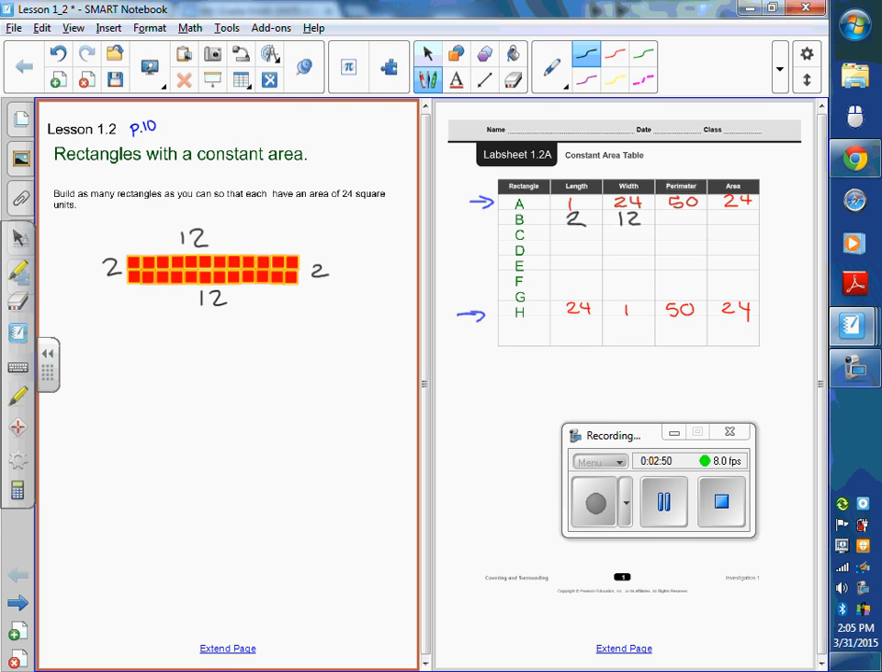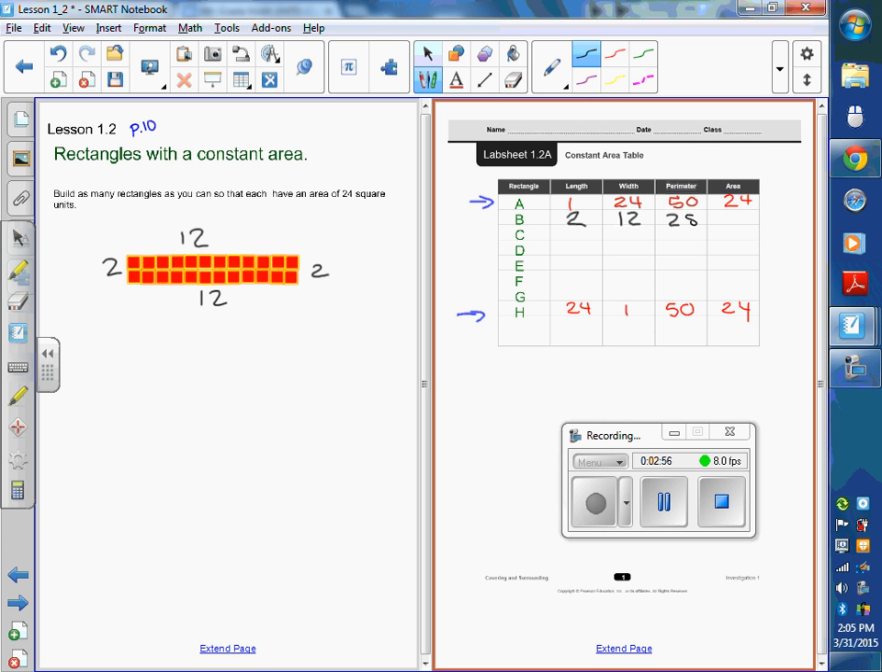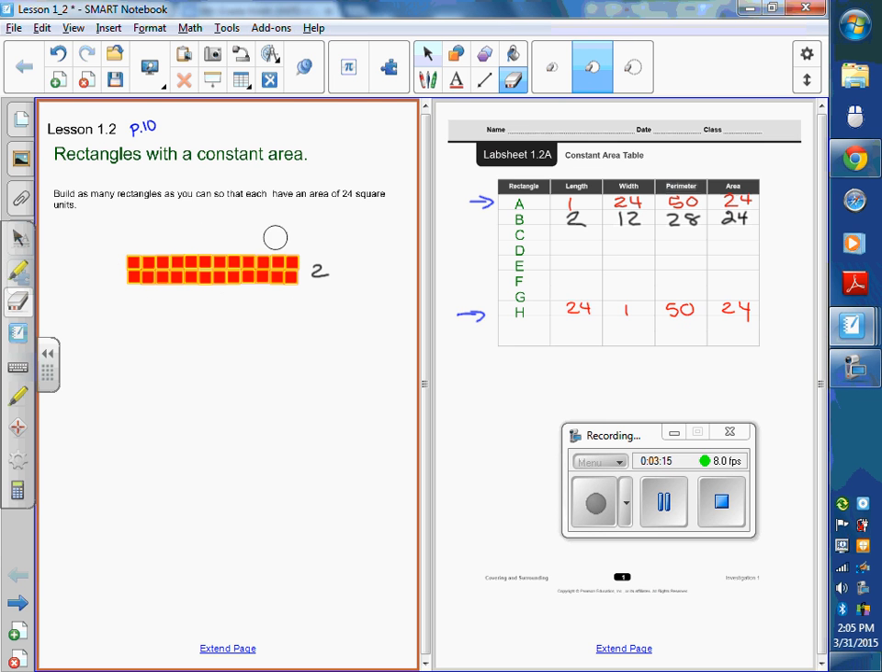Does everybody have that? A 2 by 12, somewhere on their sheet? Yeah. Okay. Perimeter is 28. Area. What's the area, Hannah? It's still 24 because I used 24 squares. Okay, what's the next one following this order? I follow along a pattern of going from 1 to 2. Courtney? 3 and 8. A 3 by 8.